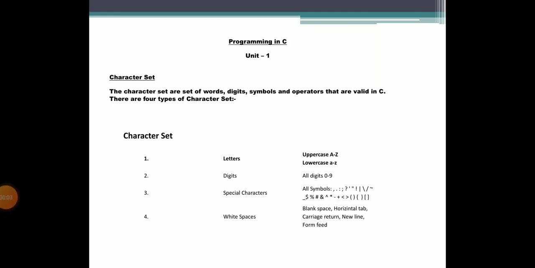Now we are starting with our major paper, Programming in C. You may have learned about the programming languages. At least you may know the basic concepts of the programming languages that you have learned in your school. So now learning our C programming.